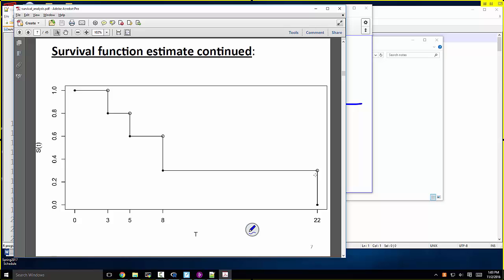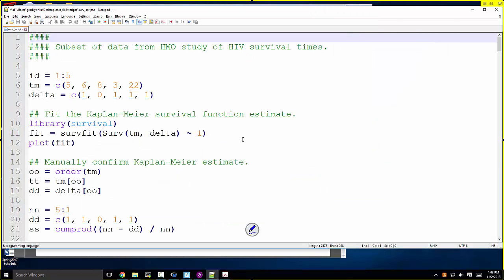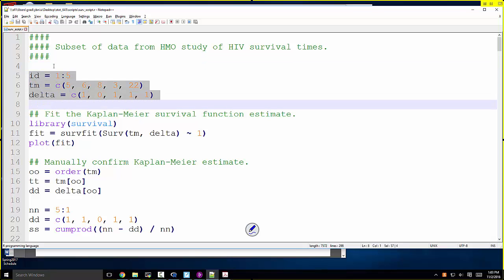Let me show you how to compute a Kaplan-Meier survival curve. This is the survscript.R, which is under scripts on eCampus. And these are the data from the slides. Individuals 1 through 5. The observed times are 5, 6, 8, 3, 22. And the second individual at time 6 was censored. So my censoring indicator, which we're calling delta, is 1 for everybody except for individual 2. And for that person, it's 0 to indicate right censored.